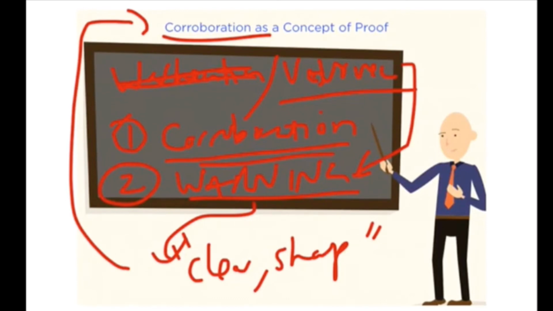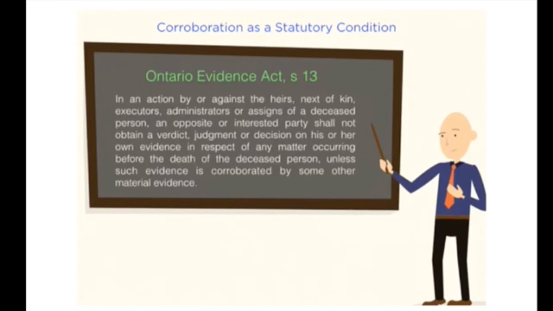Now I'm going to talk very briefly about the two remaining types of corroboration, although I will supplement these with later capsules. The first of these two situations is corroboration as a statutory condition, and this is the one that I suggested was important.